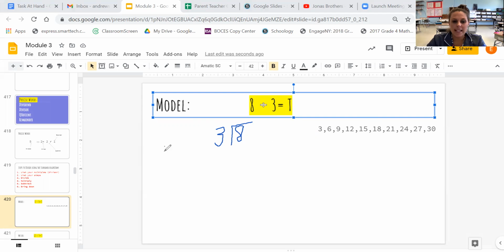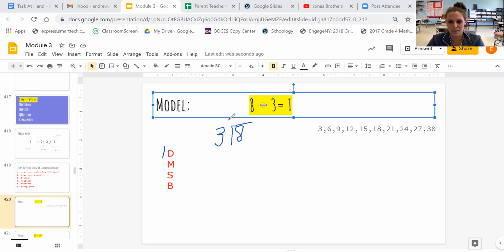I'm going to list my steps for division. My steps are divide. Maybe I should type these for you. Divide, multiply, subtract, and bring down. I'm kind of going to use that as a checklist as we go through.